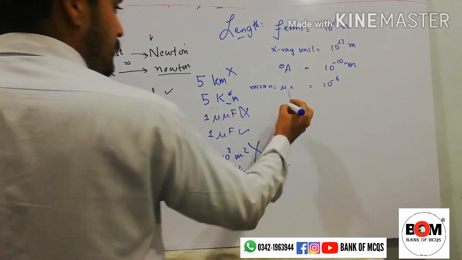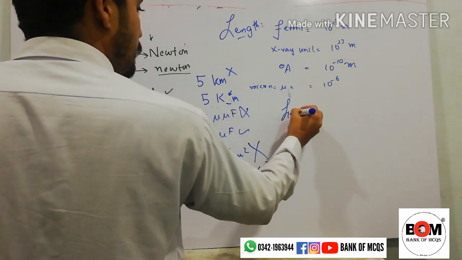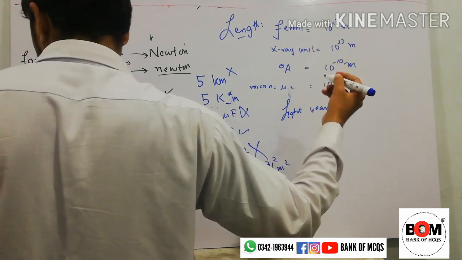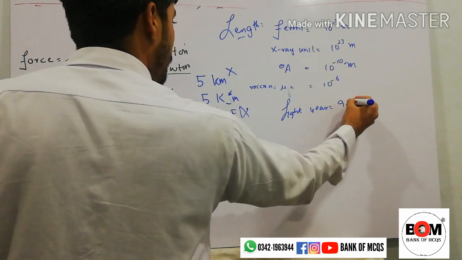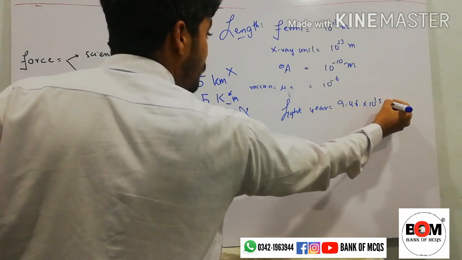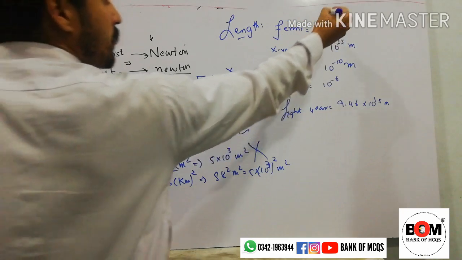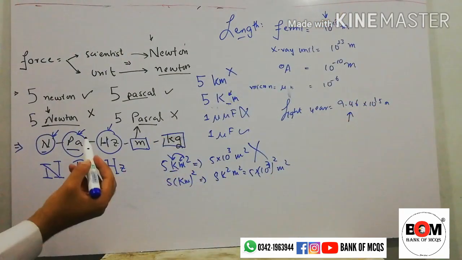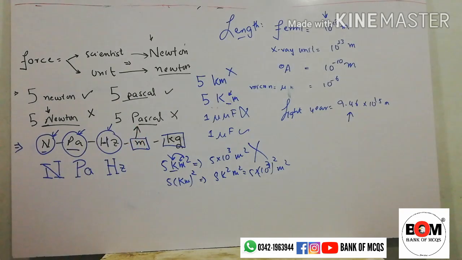The last one is light year. Light year is the unit of distance covered by light in 1 year, whose value is equal to 9.46 multiplied by 10 raised to power 15 meters. So these were the units starting from small value and going up to large value: Fermi, X-ray unit, angstrom, micron and light year.